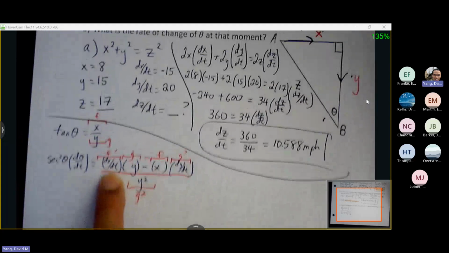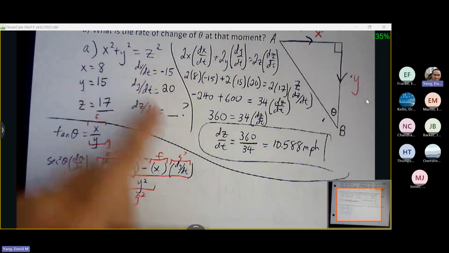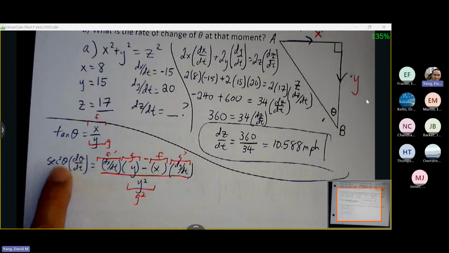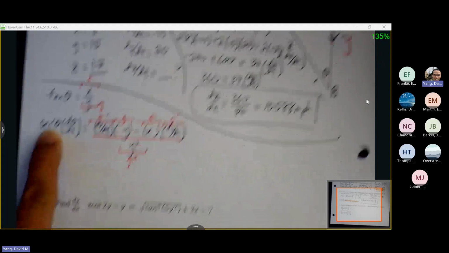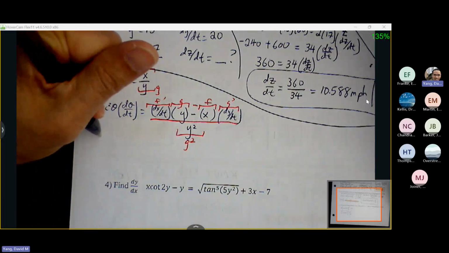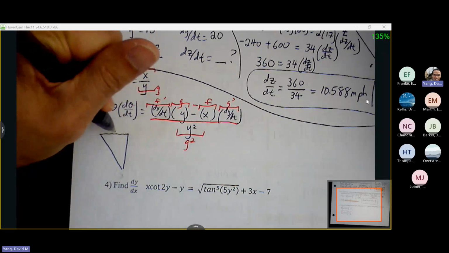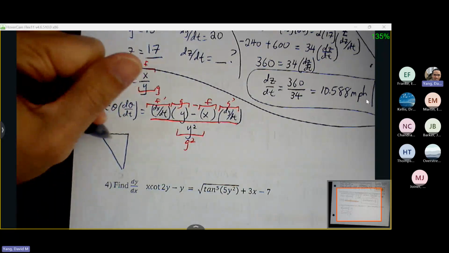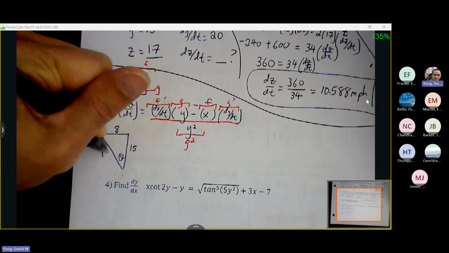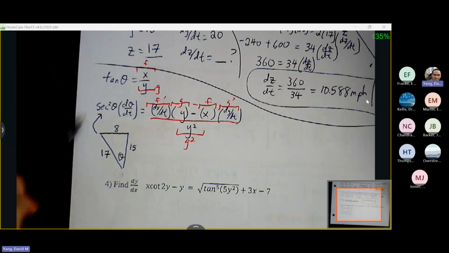So we have all the values that we need from above. We have x and y, we have dx dt, we have dy dt, so they all get inserted into these locations. The last thing we need to figure out is what to replace sec squared theta with. So we can create a second triangle with all the values filled in for this moment in time. At this moment in time, x is 8, y is 15, and z is 17. We're going to use this information to find a replacement for secant theta.